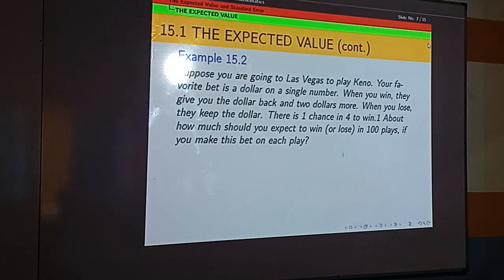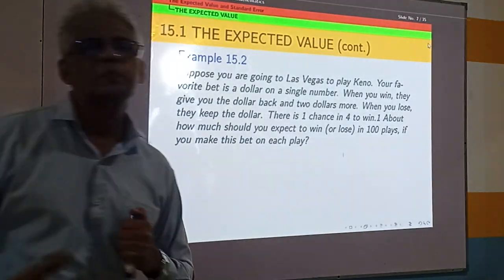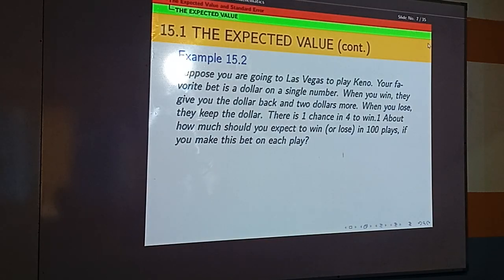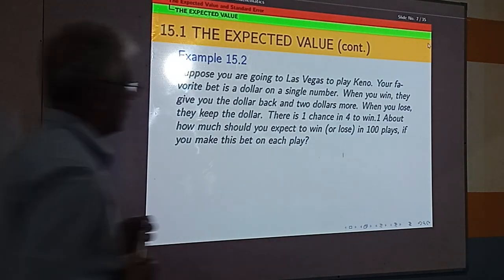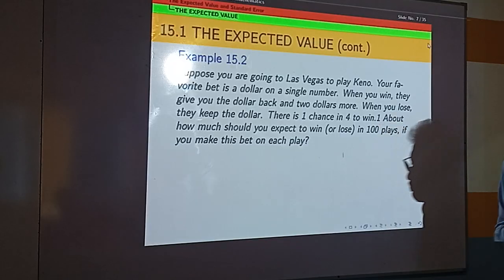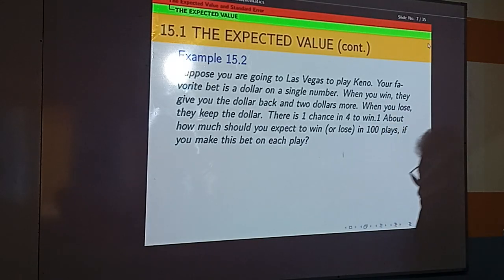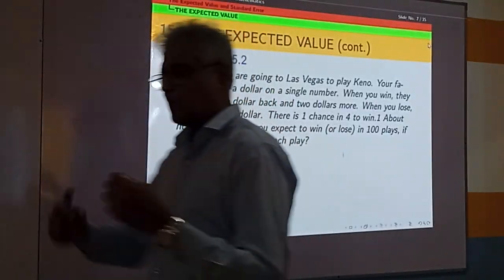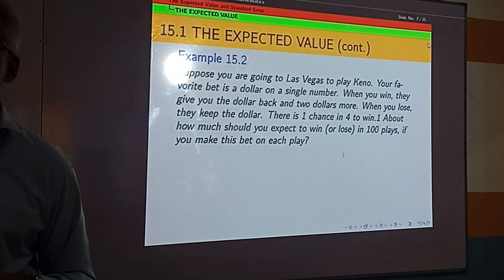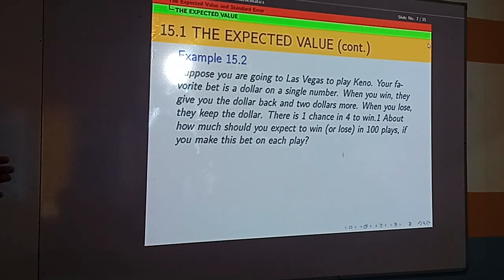About how much would you expect to win or lose in 100 plays if you make this bet on each play? It's asking about the expected gain. How do we find that? In this case, n is 100. So you have to find the box. What are the numbers that you should consider? How many of each? Then from that box you can find the mean of the box. So the mean of the box times 100 will be the expected gain.